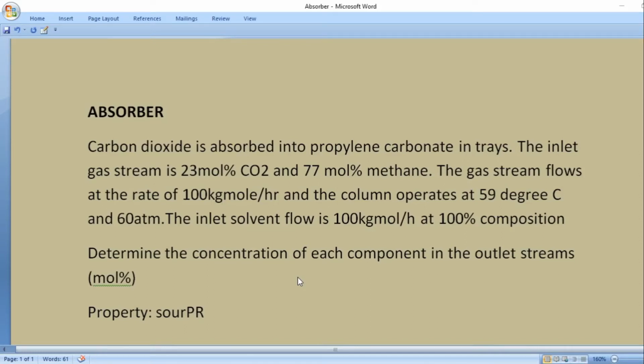So today's episode is going to be on absorber. An absorber is a unit operation used in the chemical industry which brings gas and liquid phases in contact.